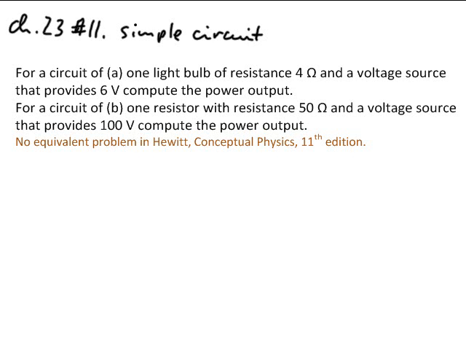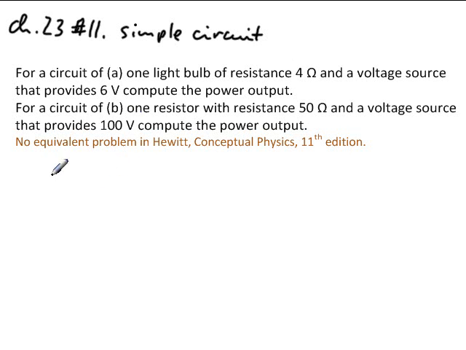This problem is from chapter 23, number 11, a simple circuit. It says, for a circuit of one light bulb of resistance 4 ohms and a voltage source that provides 6 volts, compute the power output. And then part B is, for a circuit of one resistor with resistance 50 ohms and a voltage source that provides 100 volts, compute the power output.